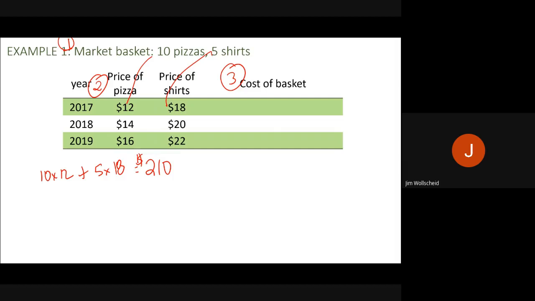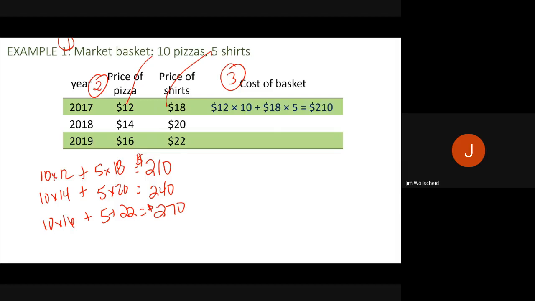Then you would do it for 2018. You would do 10 times 14 plus 5 times 20. I got 240. Then 10 times 16 plus 5 times 22. 270.